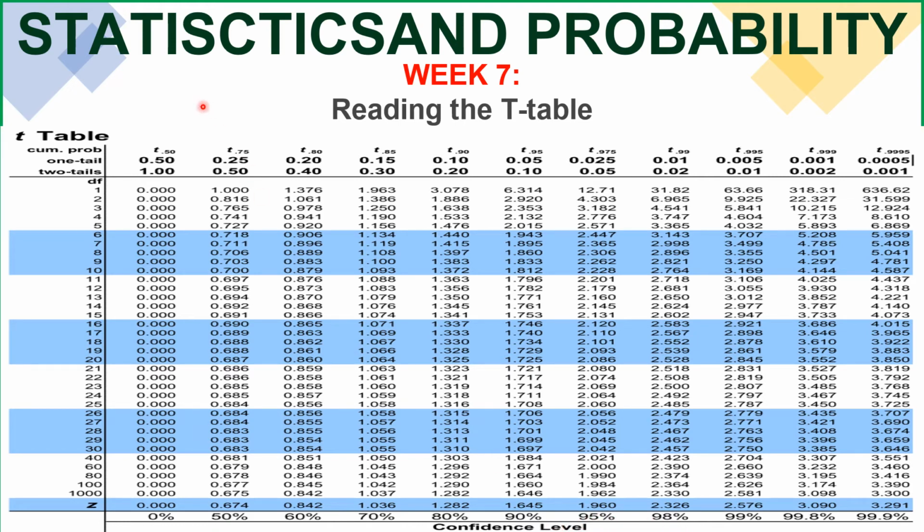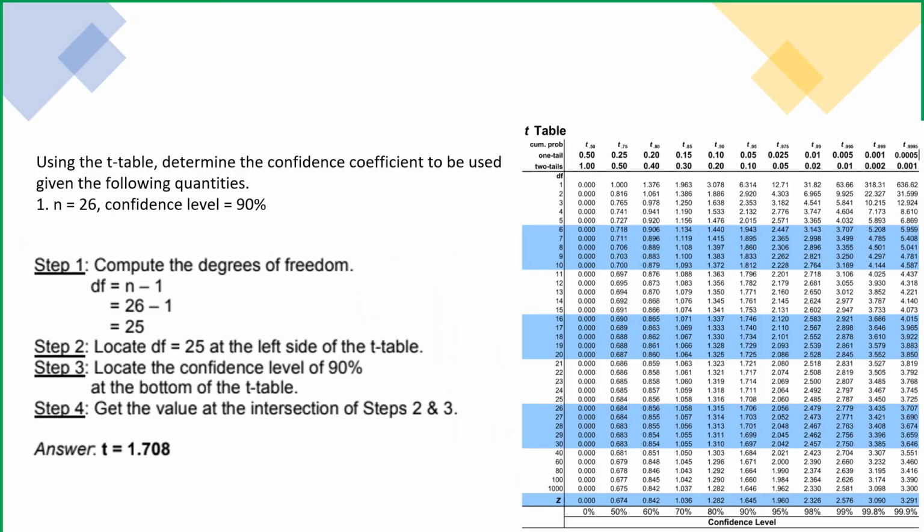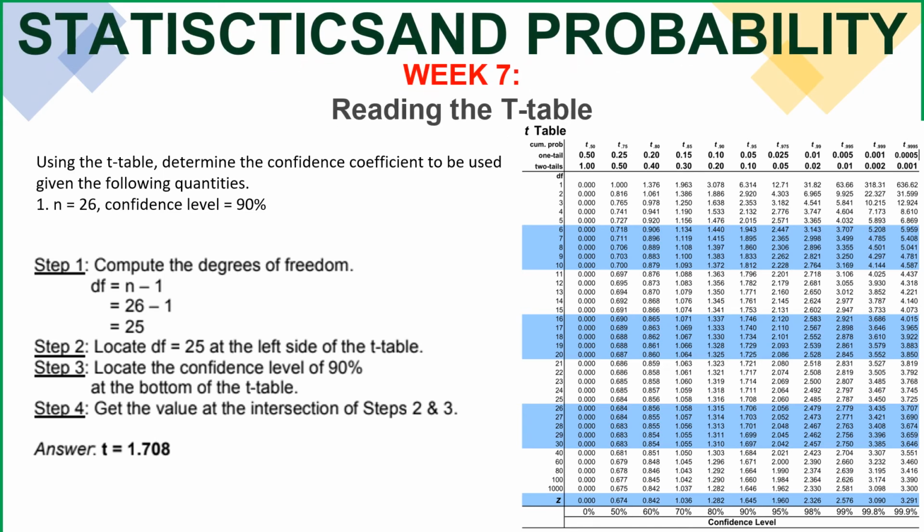So, proceed na tayo sa examples. Let us now do example number 1 in reading the t-table. Using the t-table, ito yung t-table natin, determine the confidence coefficient to be used given the following quantities. Number 1, the sample size of 26 and the confidence level of 90%. So, paano natin i-determine yung confidence coefficient or yung t-score natin using t-table?